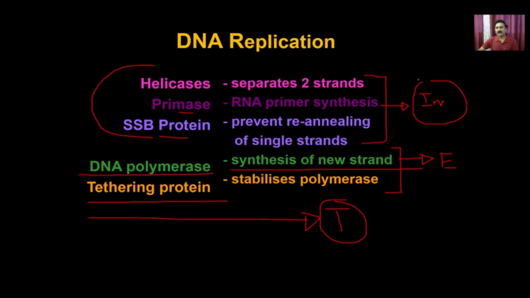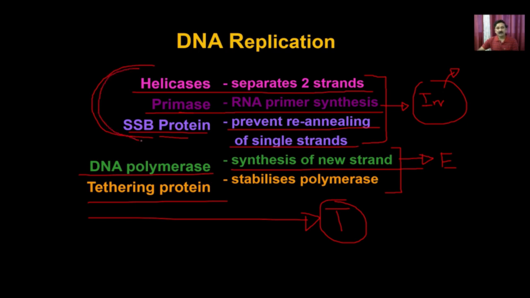So that's why the scientists have discovered a different way of entering the DNA into the initiation stage, so that you don't have to rely on these proteins. You can imagine that the helicases, which separate the two strands, then the primases, which are responsible for primer synthesis, and then the SSB protein, which prevents the re-annealing of single stranded DNA, are required to be functional in a very coordinated fashion.